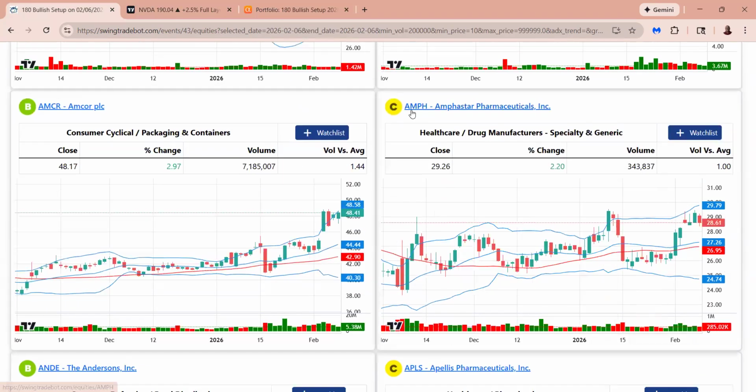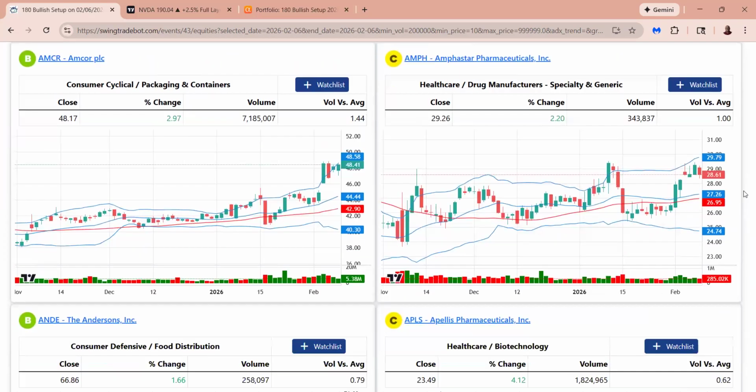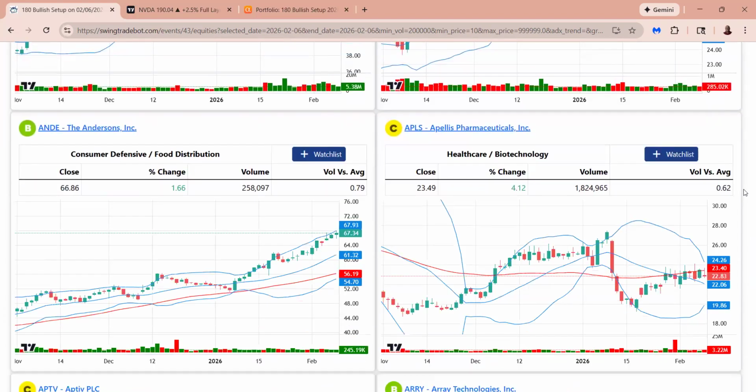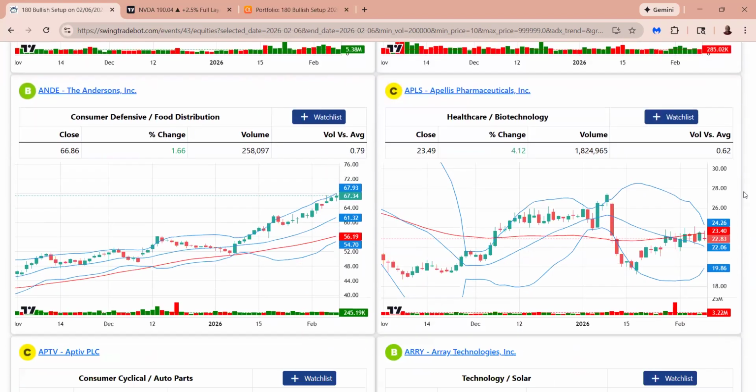So this one, AMPH, healthcare, drug manufacturers. I'm not really all that interested in those. Also, it stopped short of resistance from a previous peak, and also is actually down on the day on Friday. So I'm actually surprised that the scan caught that. So this is kind of the quality check that I want to apply before just automatically taking everything.